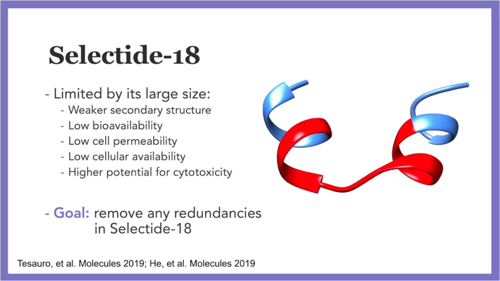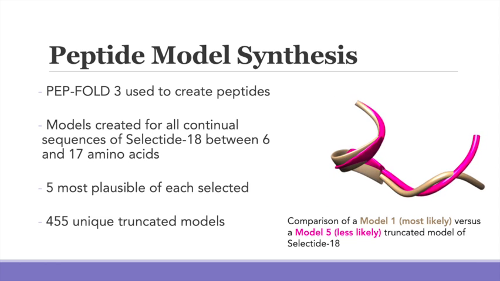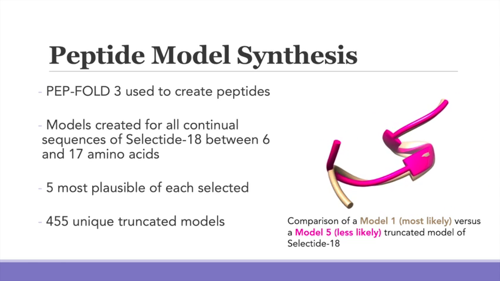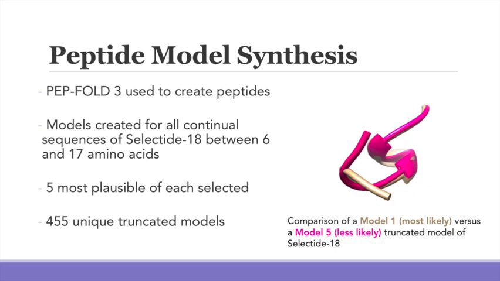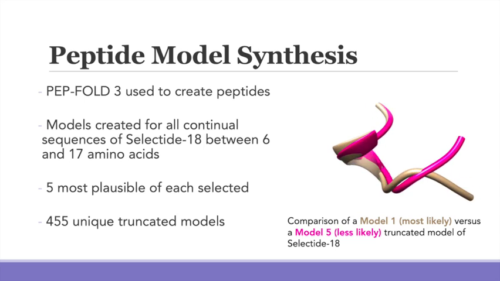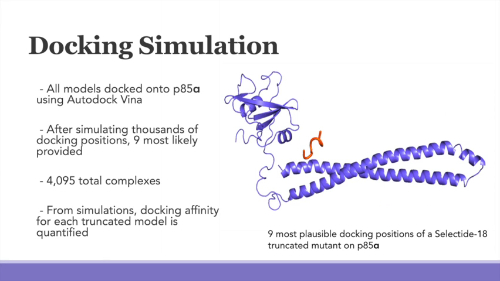And so the goal of my project was to remove any redundancies that could be possible in the drug using computer modeling. So I began by creating models using a software called PEP-FOLD for all continual sequences of the drug between 6 and 18 amino acids. And the 5 most plausible models were used to continue with docking simulation, which was done using a software called AutoDock Vina, a larger part of the AutoDock tool suite. This software gave back the 9 most plausible complexes and their binding affinities.